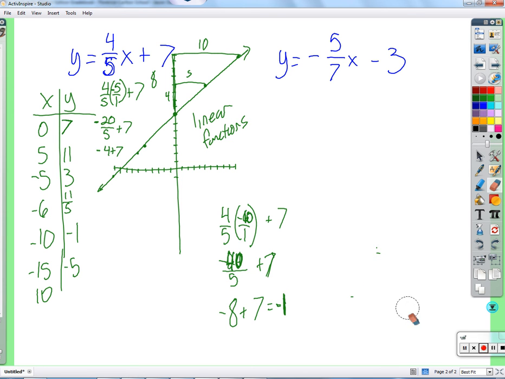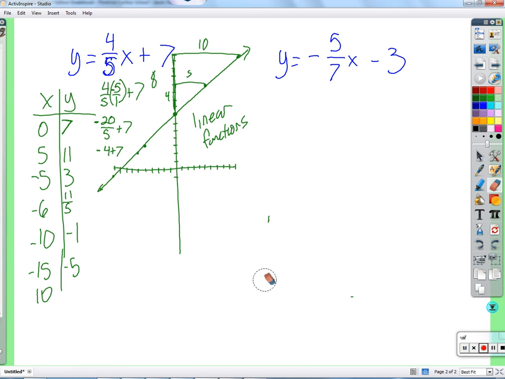So this one right here, the second one, what kind of a shape do you think it's going to make? Probably a line, because we start at -3, and every time we plug in a multiple of 7, it goes down, and a negative goes the other way. I guess my question is, what are the easiest things to plug in for x?